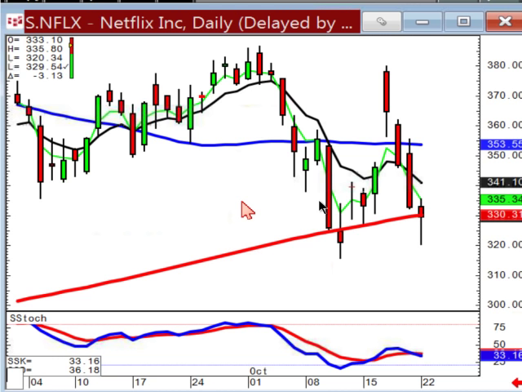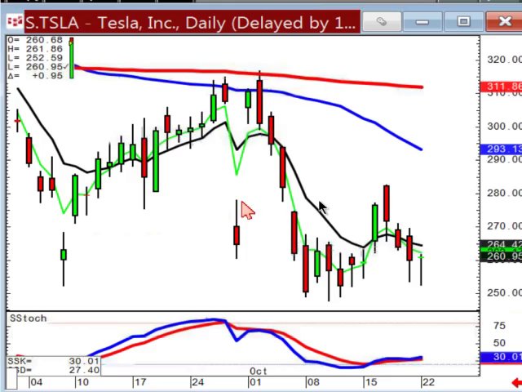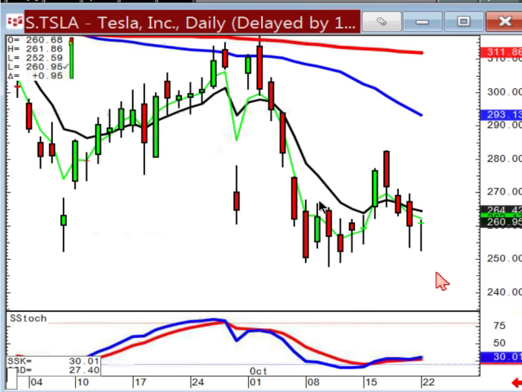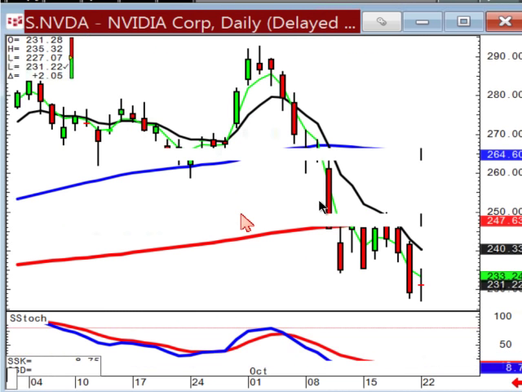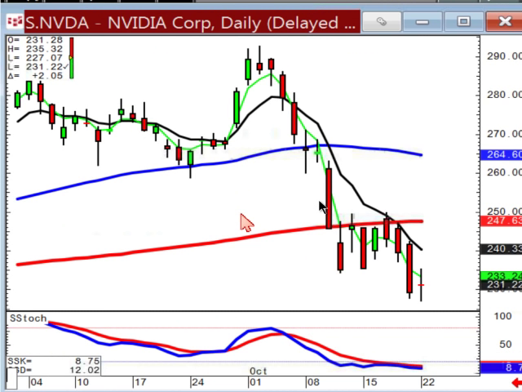Tesla. Nothing you can really sink your teeth into. So one of the major aspects of the visuals of candlesticks is there are times when you can tell when it's time to buy. There are times when you can tell it's not time to be either long or short. And right now, Tesla is in that mode. NVIDIA.